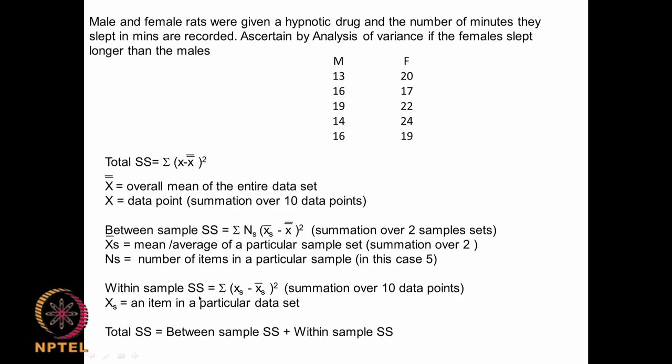Okay. That is called the within sample. So, the mean you select, if it is for male, you will take the average which you calculated for male, if it is the female, you take the average from the female. Summation over 10 data points, because there are 10 data points, whereas when you are doing between samples there are only 2 sets, because you have a mean here, you have a mean here, you are subtracting from the overall mean. So, there are only 2 terms which you are adding. You understood how to do that.